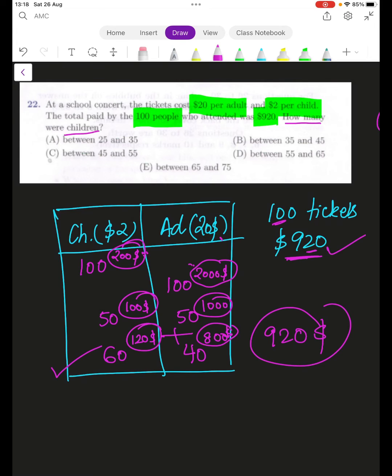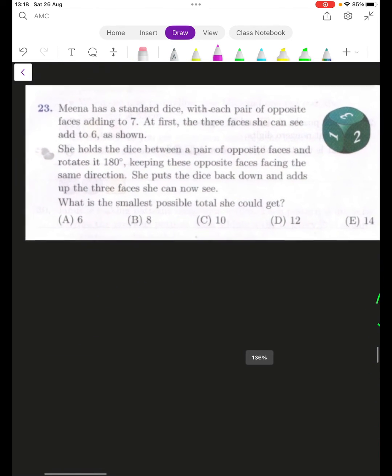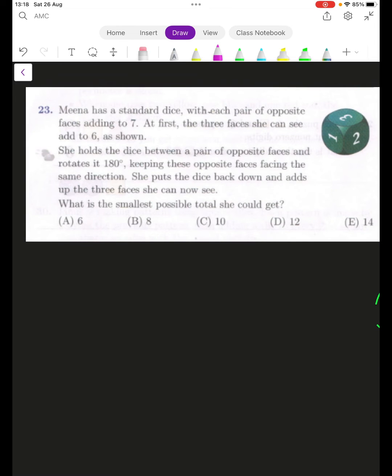So we worked out which one works for us. The question is, how many children were there? So you can see we bought tickets for 60 children. So the answer is here. All right, so this is the answer for question number 22.